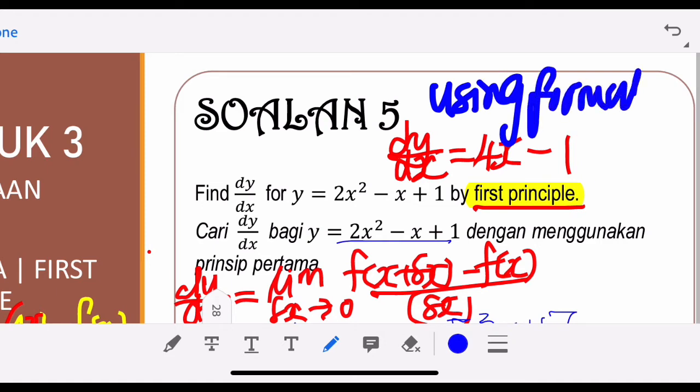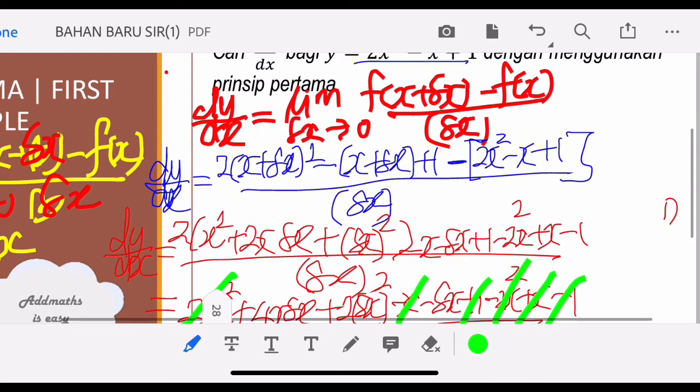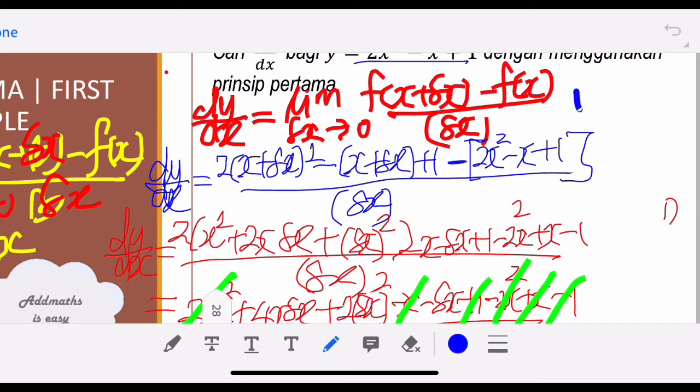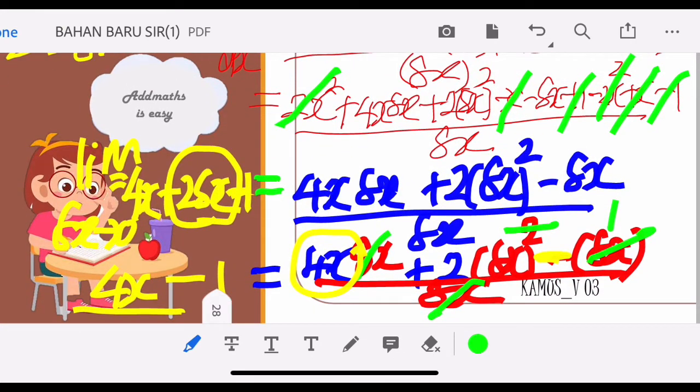Using first principle, you must follow the way I show you. You have to do like this. Use this one, and then you have to apply the limit when delta x approaches 0. So finally you get the answer 4x minus 1 using the first principle. Alright, so I finished discussing the first principle. So let's see the next question.